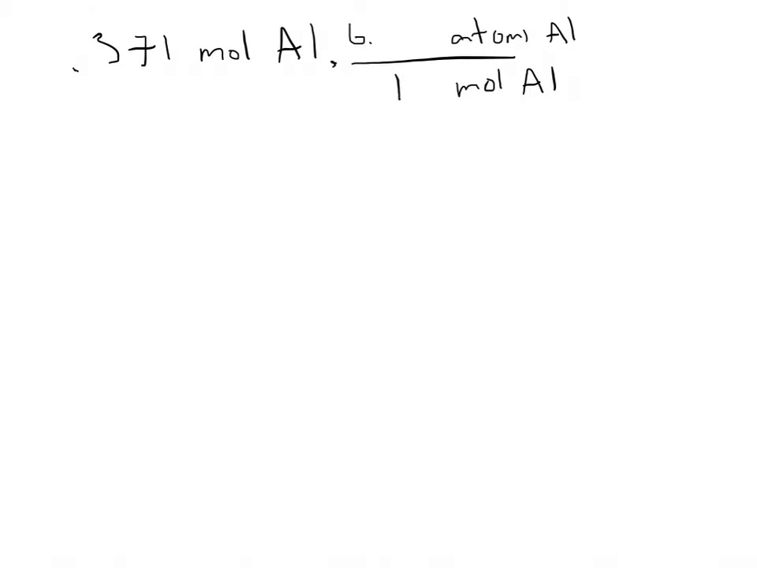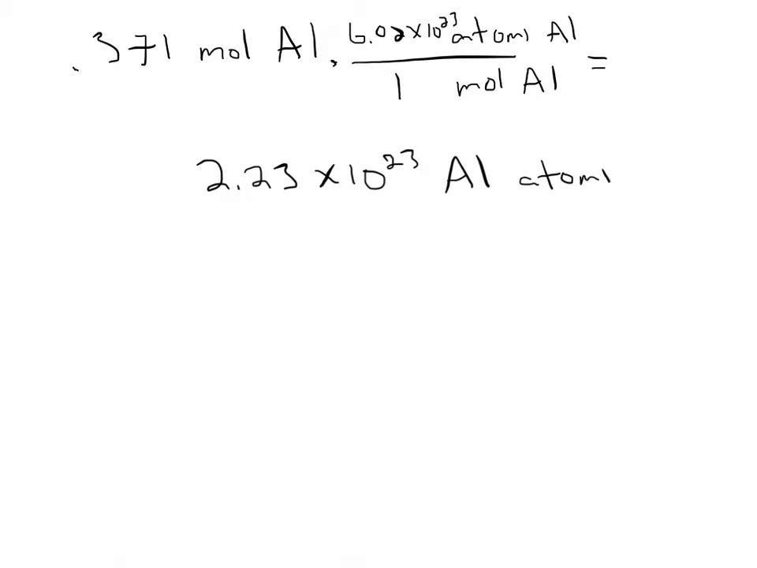So here's another conversion we could do. If I've got 0.371 moles of aluminum, and I want to know how many atoms that is, my known goes on the bottom, so mole of aluminum, and I want to find atoms of aluminum. Well, the conversion I know is that 1 mole is 6.02 times 10 to the 23rd atoms. Okay? And if I do this conversion, I end up with an answer of 2.23 times 10 to the 23rd aluminum atoms.